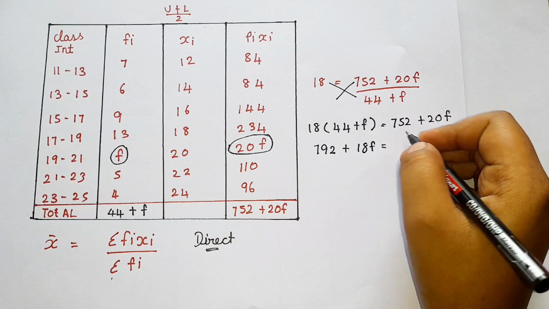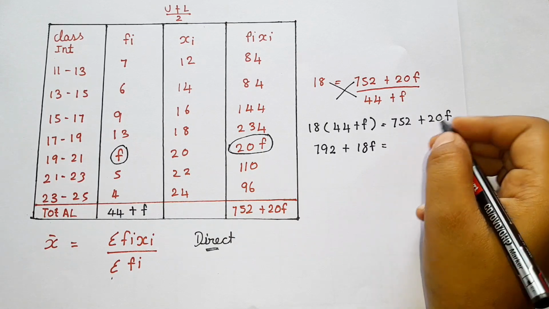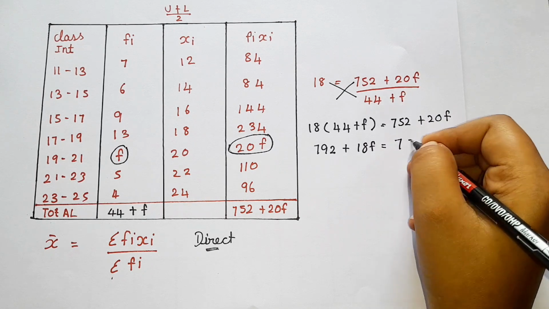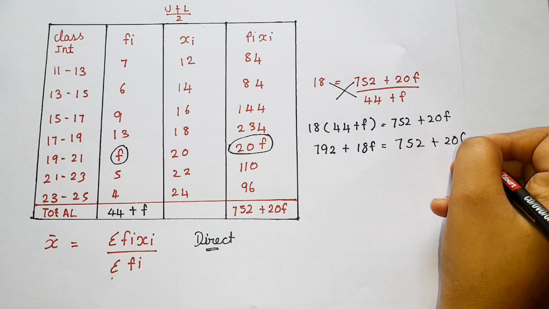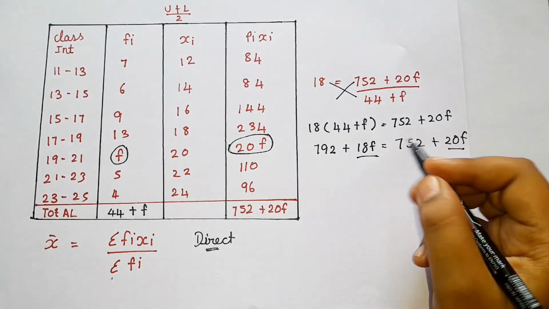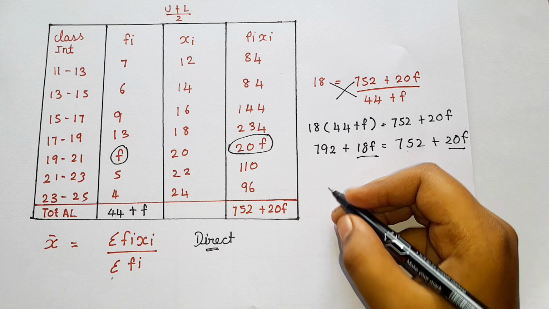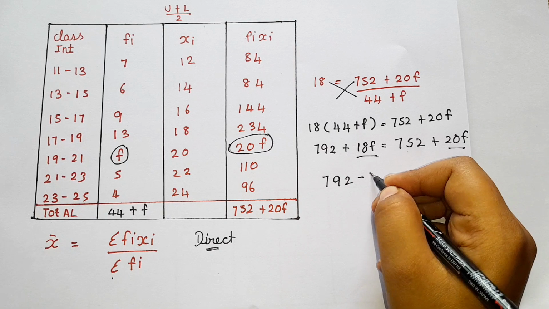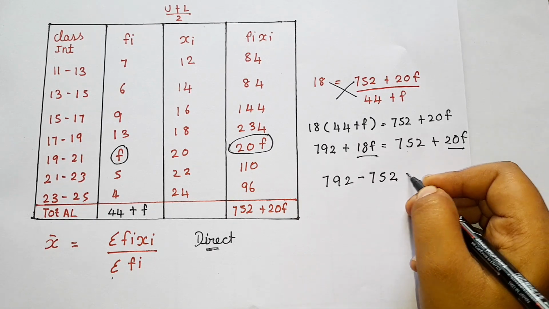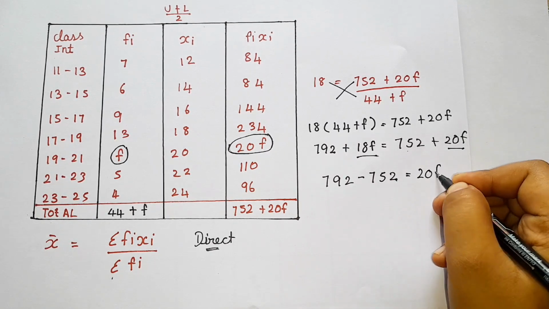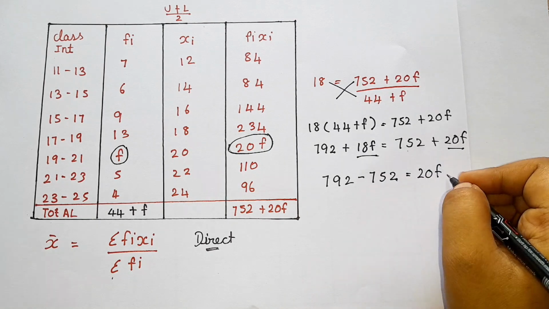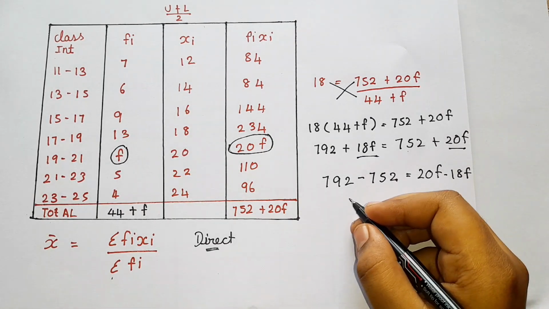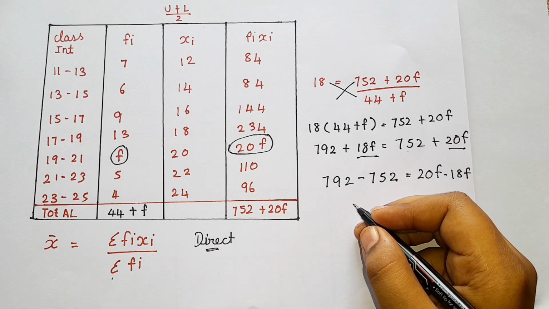Is equal to, and we can't add these on the other side, because here it is a number and here it is a variable term, so we can write it as it is. Do you see we have a variable term and a number? I'm going to bring it to this side. First let me get the constant term to this side. When I move it, it changes into 752 minus 792, and here it is 20F. When I move this term to this side, it changes into minus 18F. Then we subtract them.